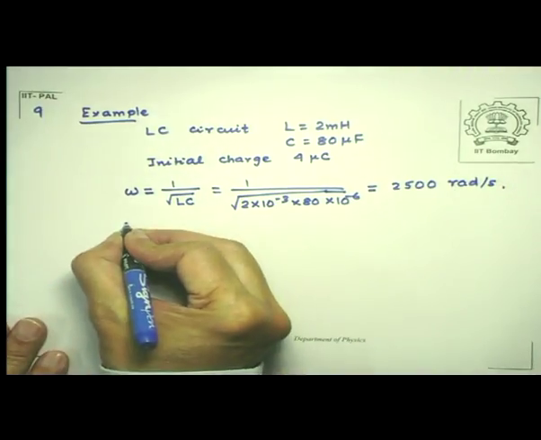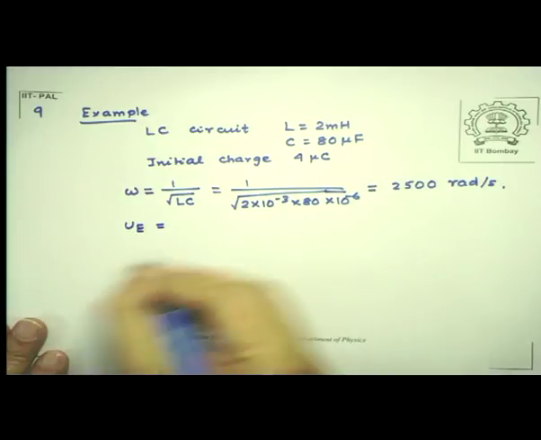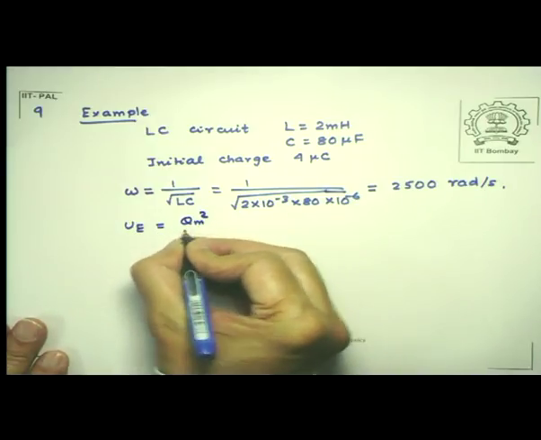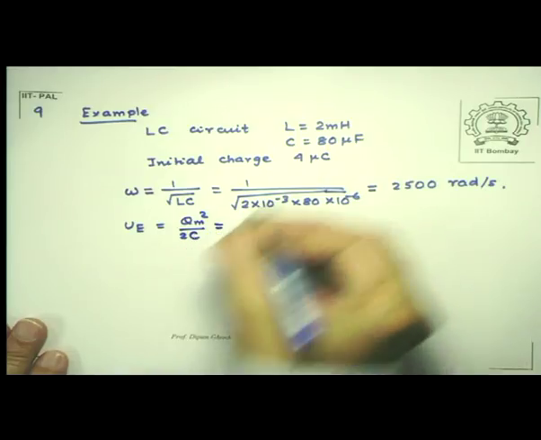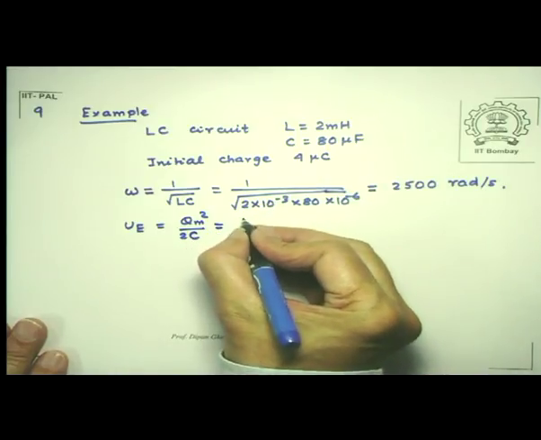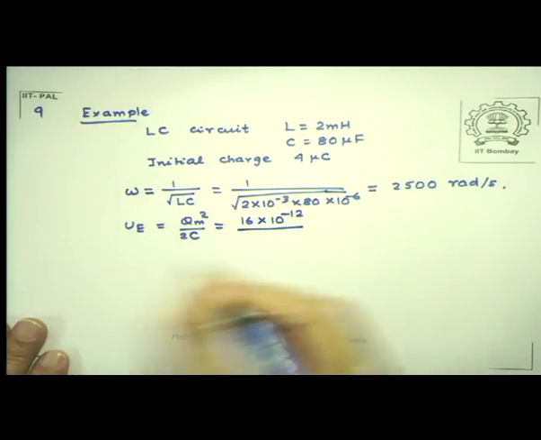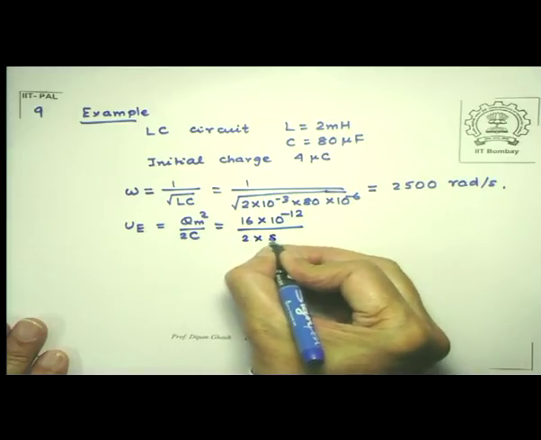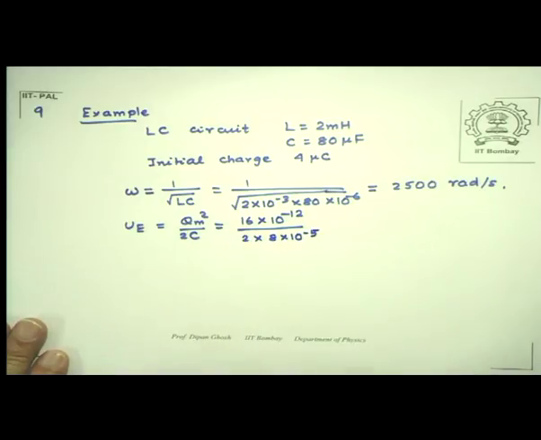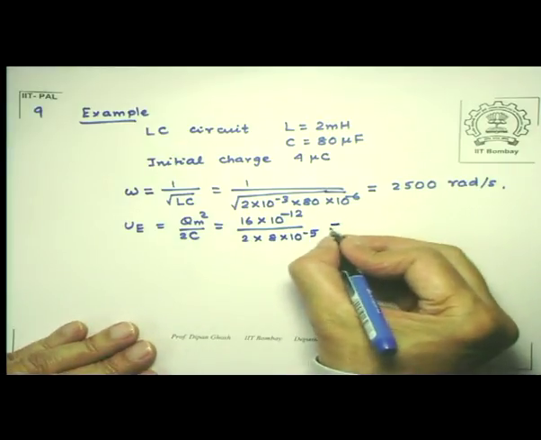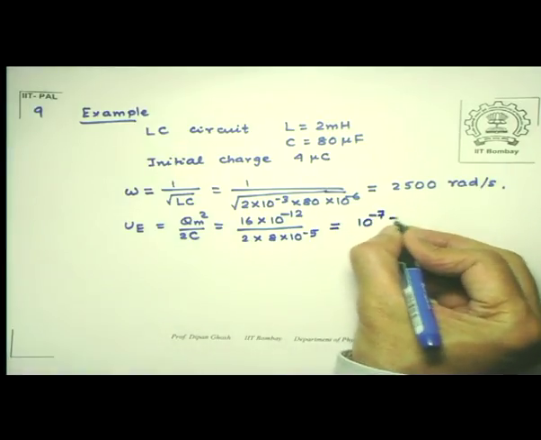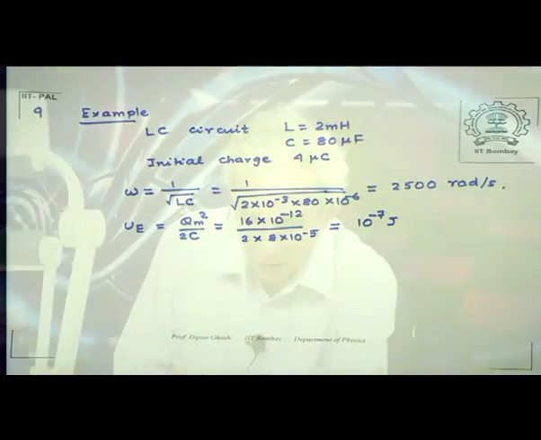Now look at the electrical energy, UE, that's Qm square over 2C. Qm is 4 microcoulomb, so it was 16 into 10 to the power minus 12 divided by 2 into 8 into 10 to minus 5, that's 80 microfarad. So that is 10 to the power minus 7 joules. So we have calculated what is the maximum energy stored in the electric field.